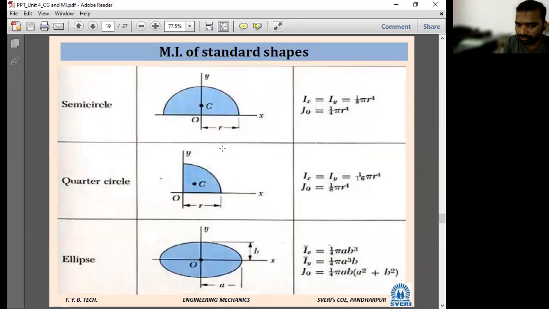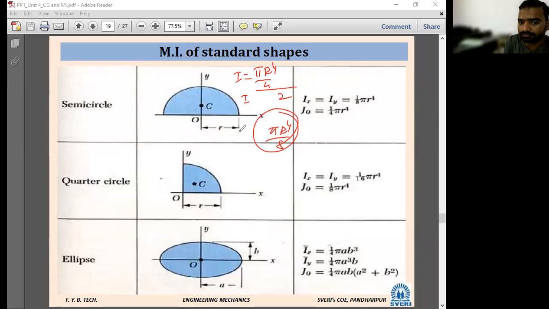Is it clear? So for a full circle, the moment of inertia is pi r raised to 4 upon 4. This is for a full circle. Moment of inertia I am writing, it is not about the area. You have to keep this in mind. So abhi moment of inertia for the semicircle I want. This entire term divided by 2, that is nothing but pi r raised to 4 divided by 8.